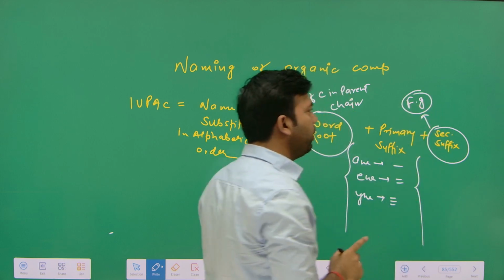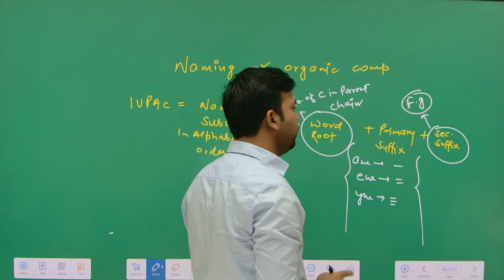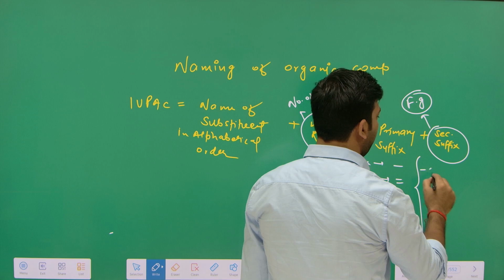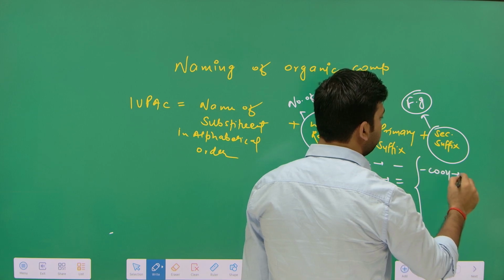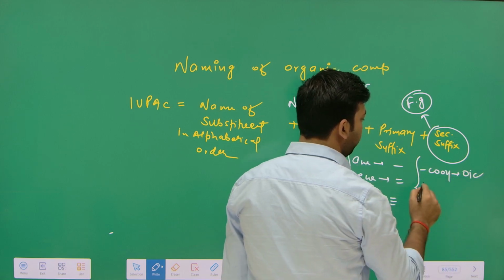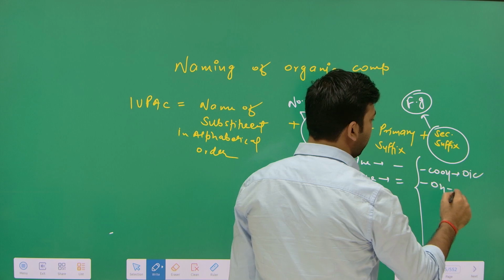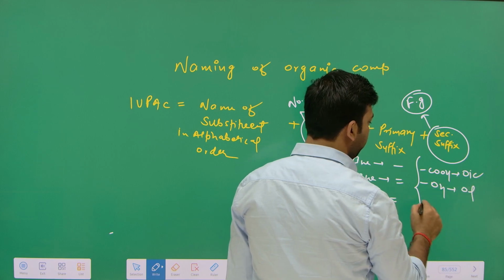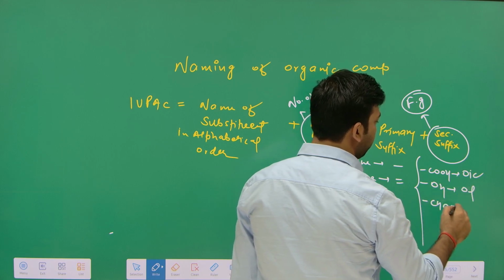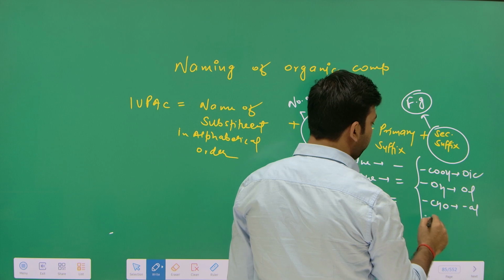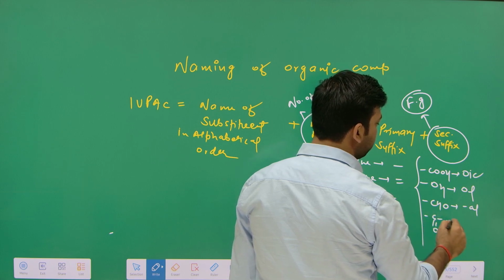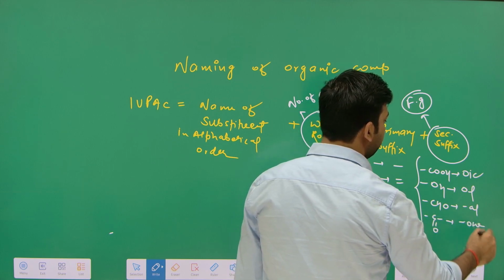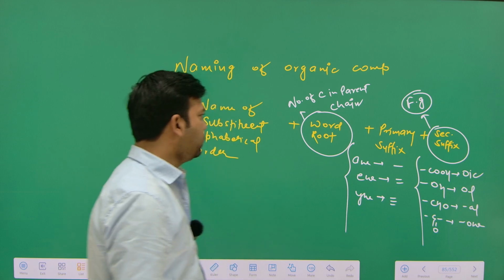No need to memorize this, okay? It will be given in the question. So whenever you have carboxylic acid, it is considered as oic acid. Whenever you have alcohol, it is called ol. Whenever you have aldehyde, it is al. And whenever we have ketone, it is called one. So these are some important ones.